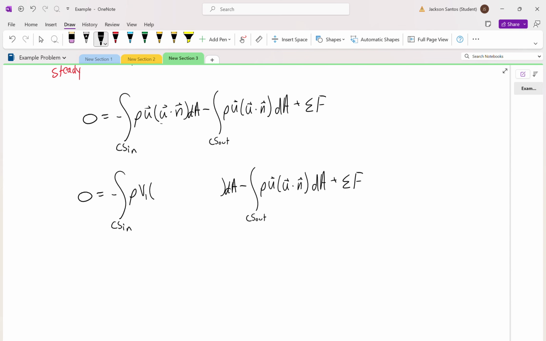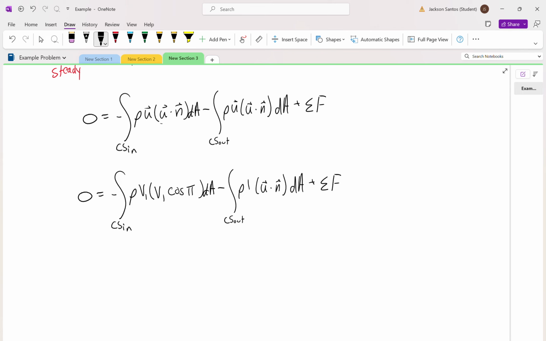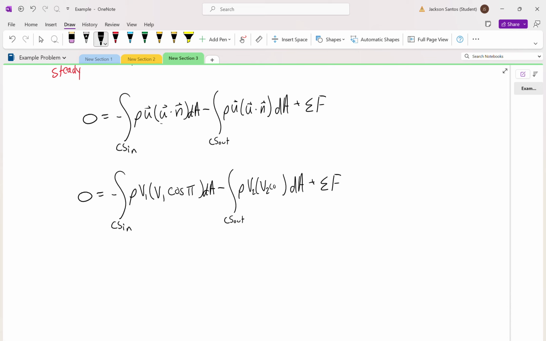This is going to be V1 times V1 cosine pi dA times V2, V2 cosine pi, negative V2.